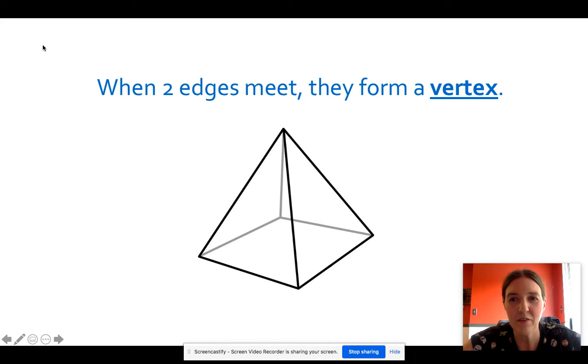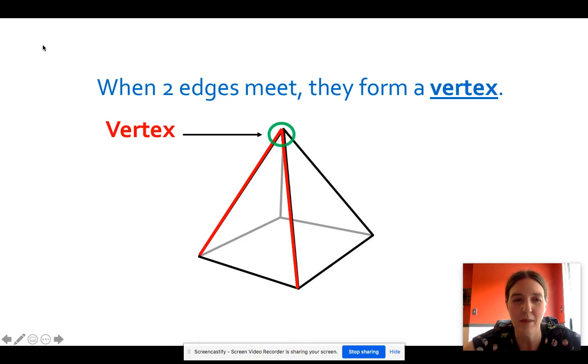We can also count the vertex, or the corner that is made when two edges meet. So most shapes will have more than one corner or more than one vertex, and in that case, we would say vertices. That's the plural of vertex. And highlighted in red here, we've got two edges, and you can see where they meet in that green circle. That is our corner or our vertex, and we can count how many each solid shape has.